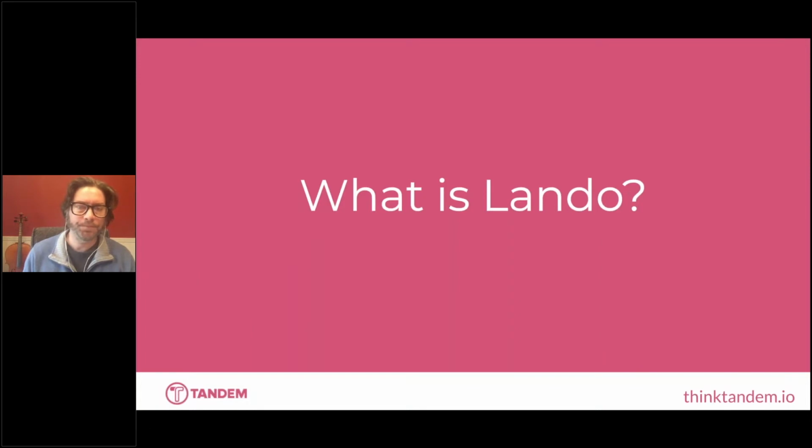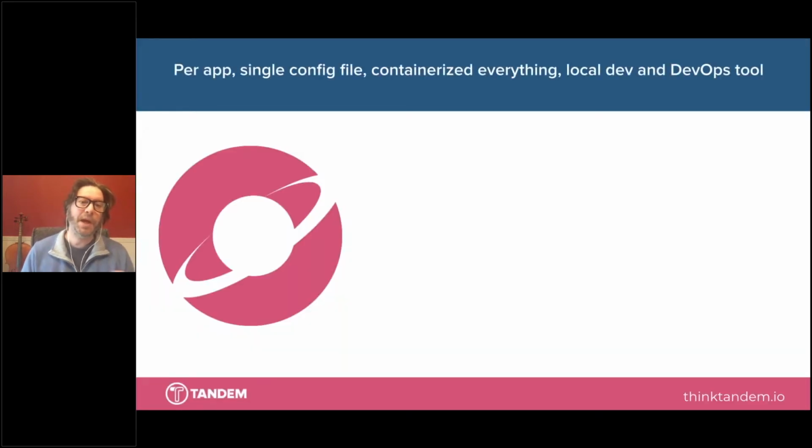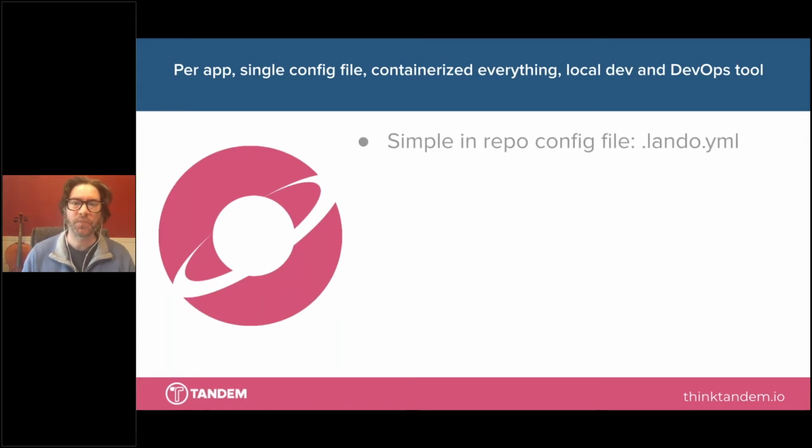So what is Lando? It's a per app, single config file, containerized everything, local dev and DevOps tool. So that's kind of a lot. Let's try to unpack that a little bit and see what that means. So it's a simple in-repo config file, .lando.yaml. This is where you do all of the configuration that has anything to do with Lando. So the configuration of the DevOps of your app is just in this single file, not touching the development code of your app.